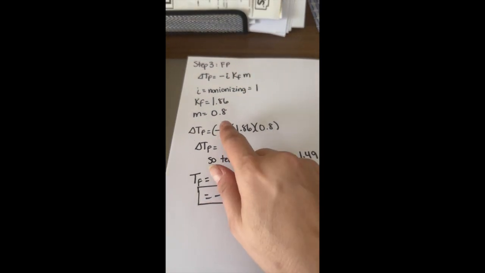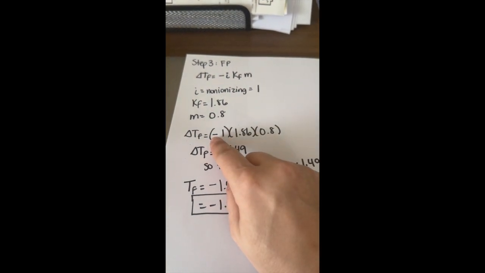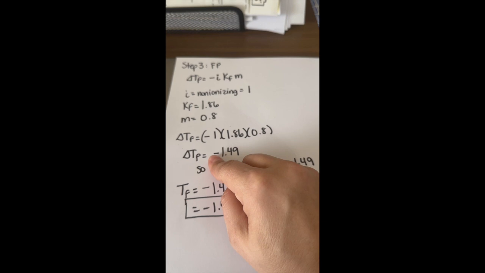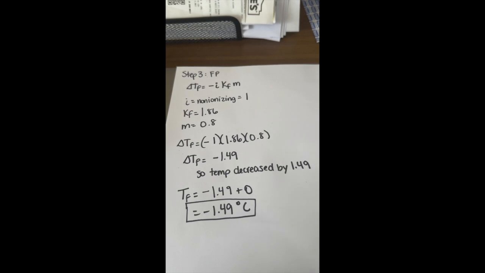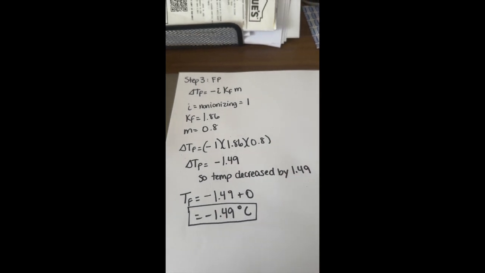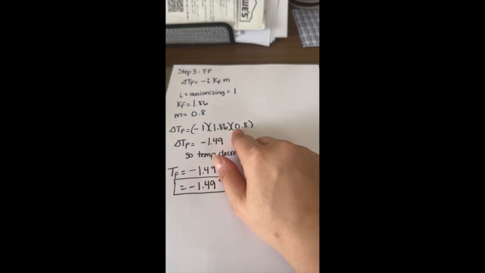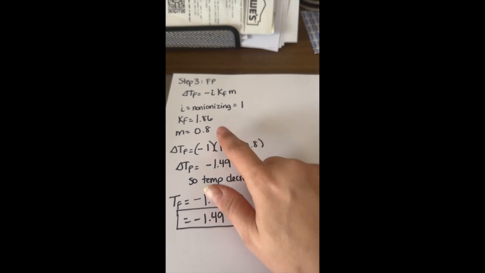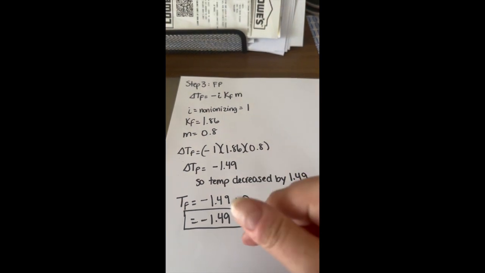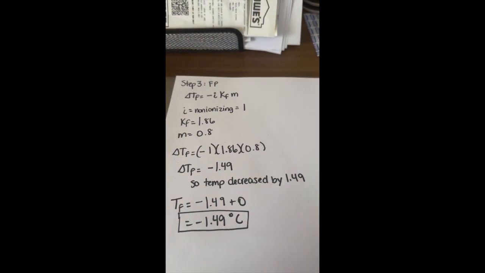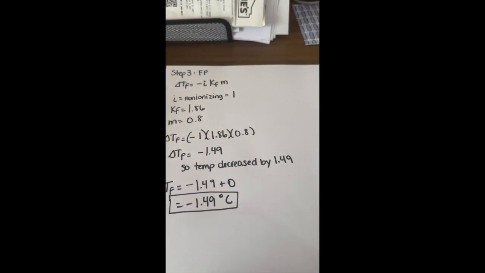But remember, our freezing point is going to be depressed. It's going to go down. So we've got to include this negative sign here so that we know at the end our temperature is decreasing, right? Because less energy has to leave for those things to become frozen. So 1.86 times 0.8, remember these are just the numbers we're plugging in, and we get that our freezing point is going to be depressed 1.49 degrees Celsius. So this negative sign here means our temperature is going to decrease by 1.49 degrees.